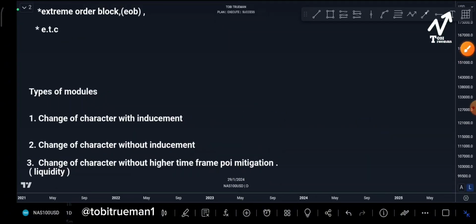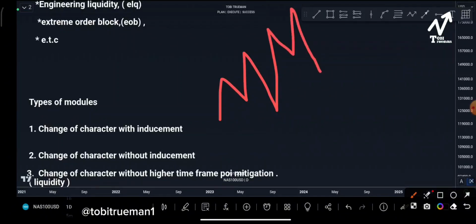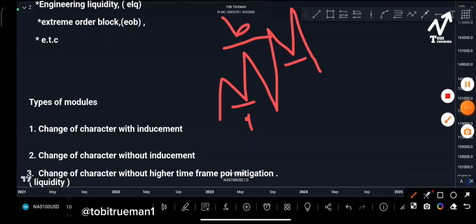You can be wondering why the entry module is just change of character. Why? Because when price is making a bullish movement in your higher time frame, this is our inducement, then this is our break of structure. Then this is another inducement in the higher time frame. Let's assume you are using the daily time frame.